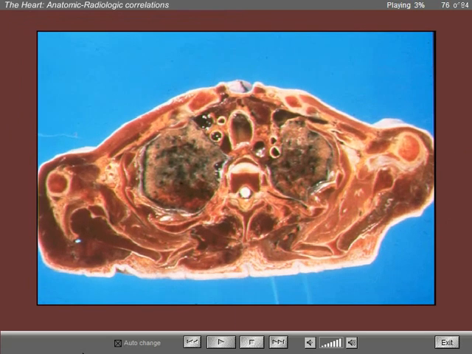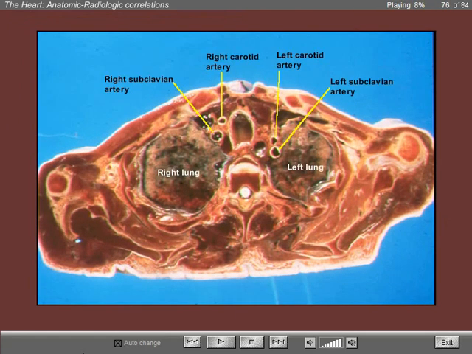This is an anatomical section of the upper aspect of the thorax. You can see to your left the right lung and to your right the left lung. Note the trachea, and on both sides of the trachea we see thick rings that represent the carotid and subclavian arteries.